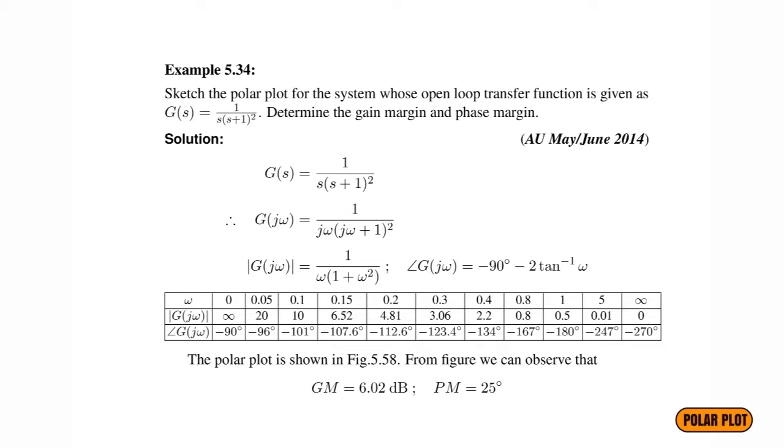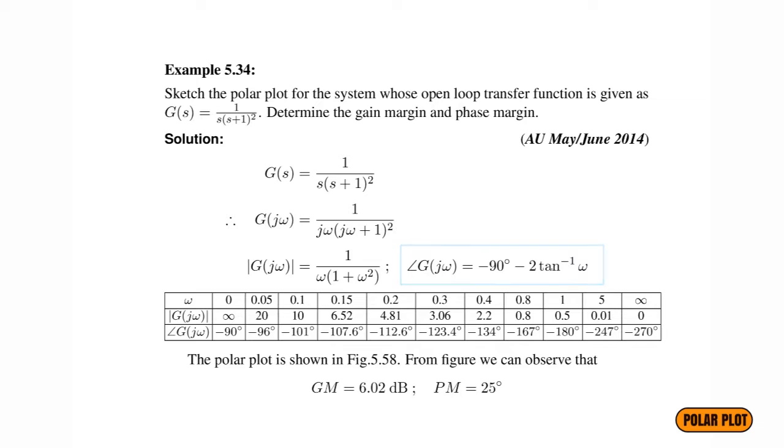Sketch the polar plot for the system whose open loop transfer function is given as 1 by s multiplied by (s plus 1) whole square. Determine the gain margin and phase margin. Here G(s) = 1 by s(s+1) whole square, and the sinusoidal transfer function is 1 by j omega (j omega plus 1) whole square. If you write the modulus value, you will get 1 by omega multiplied by (1 plus omega square), because the square root cancels the square. The angle is minus 90 minus 2 times tan inverse of omega, because of the square.